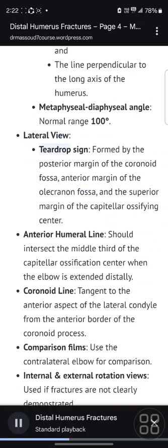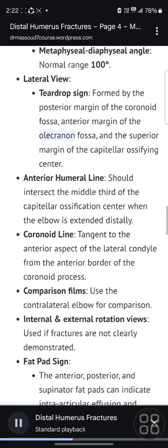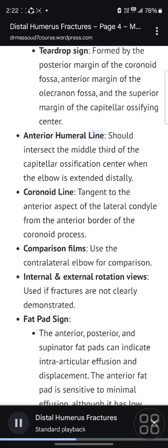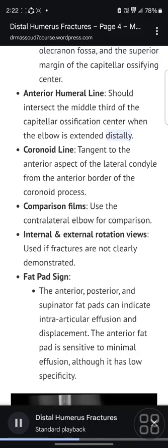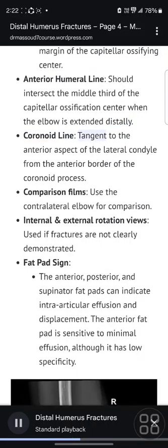Lateral view. Teardrop sign, formed by the posterior margin of the coronoid fossa, anterior margin of the olecranon fossa, and the superior margin of the capitellar ossifying center. Anterior humeral line should intersect the middle third of the capitellar ossification center when the elbow is extended distally. Coronoid line, tangent to the anterior aspect of the lateral condyle from the anterior border of the coronoid process.